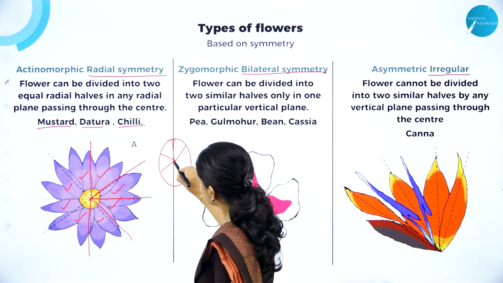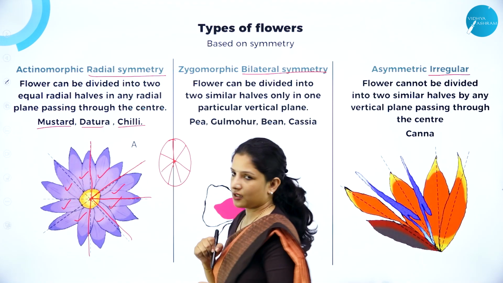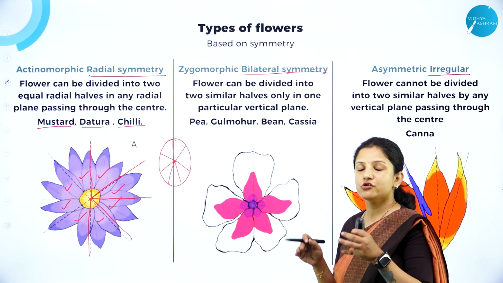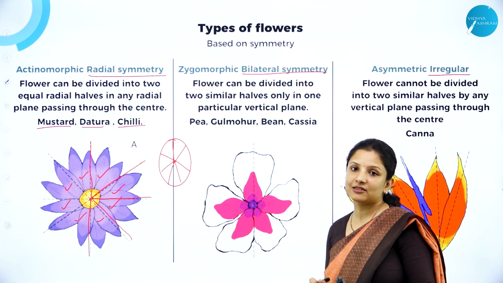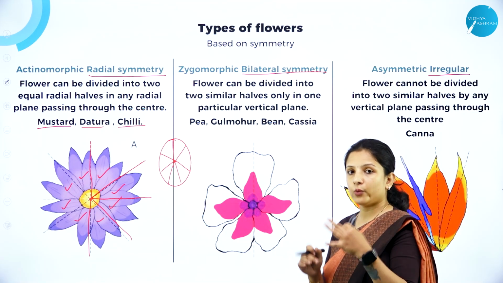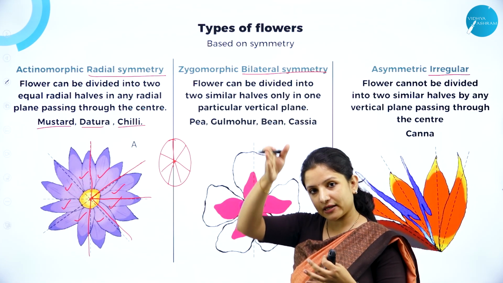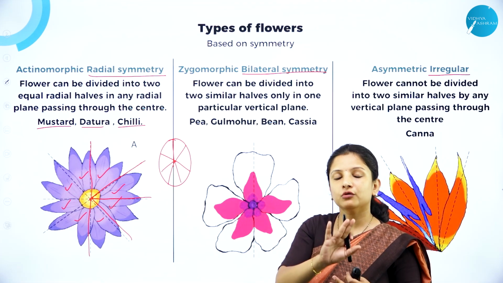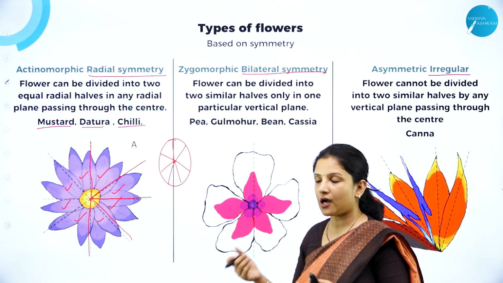Each half will look exactly similar to the other half. That is called radial symmetry. Next, talking about bilateral symmetry. Usually the leguminous plants exhibit bilateral symmetry, wherein you draw a line exactly at the center. One half of the flower will look exactly like the mirror image of the other half.